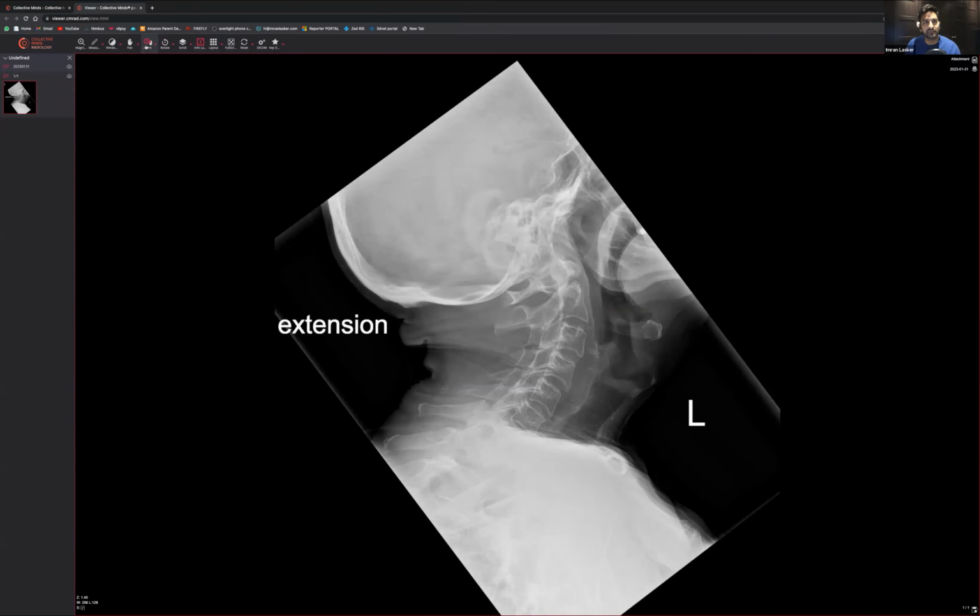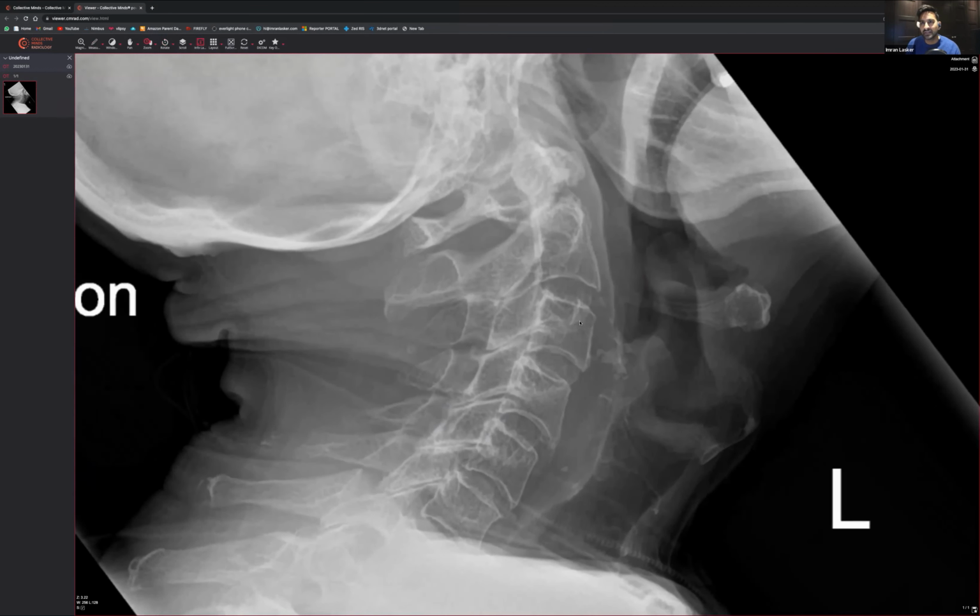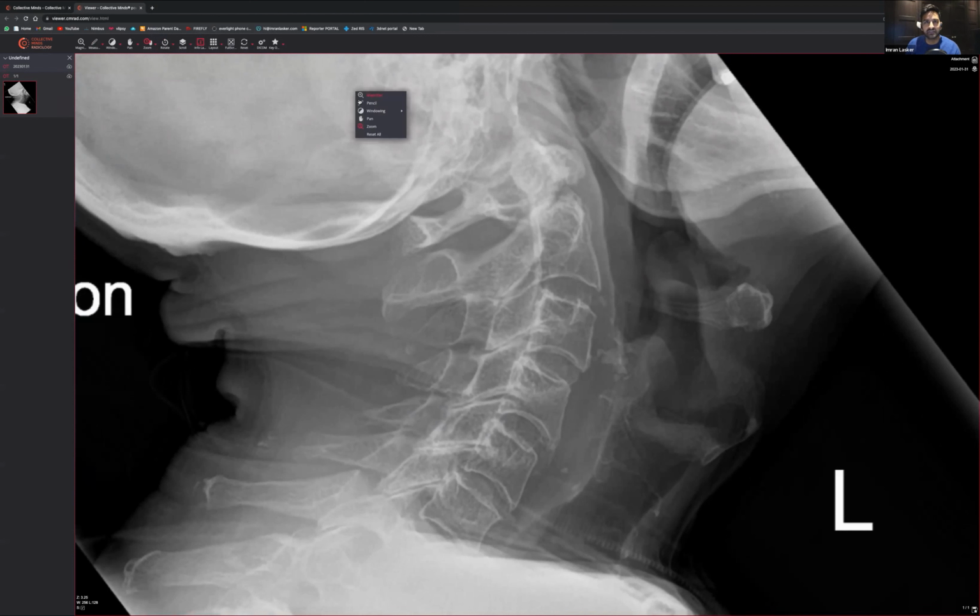All right, so let's zoom in and have a look. And someone spotted it. Yeah, there is something very, very abnormal about that C2 vertebra. If you follow along like so, there is this abnormal radiolucent line. You can see that it's just going along like so, and that's so unusual.